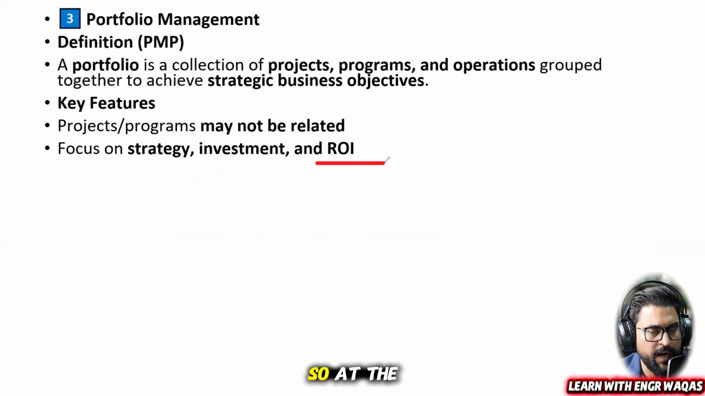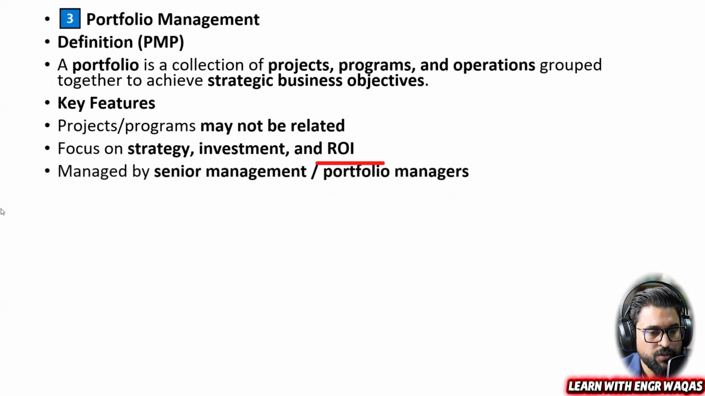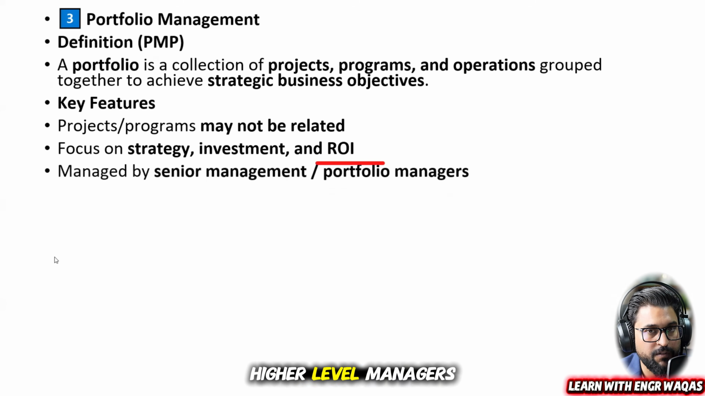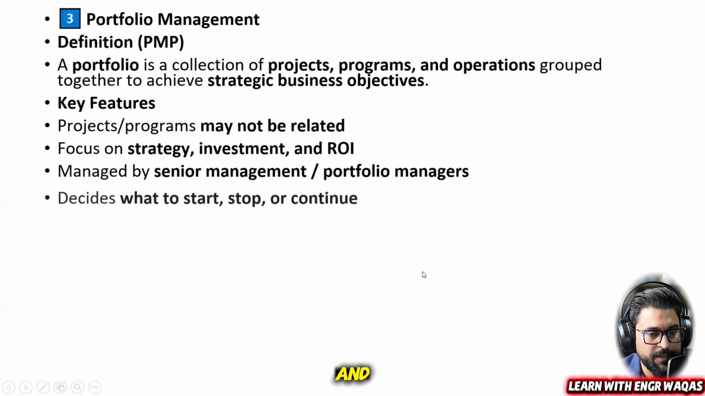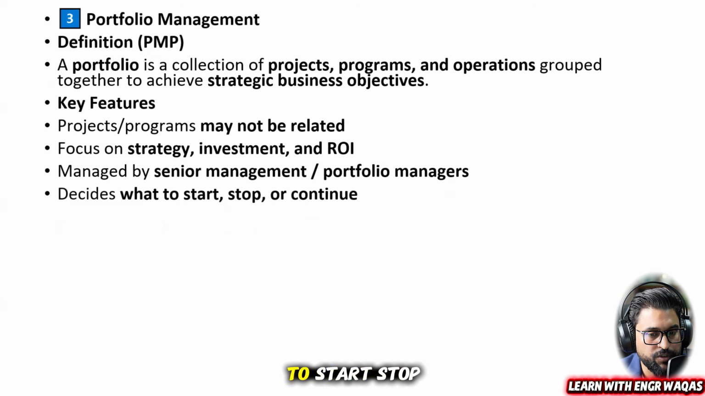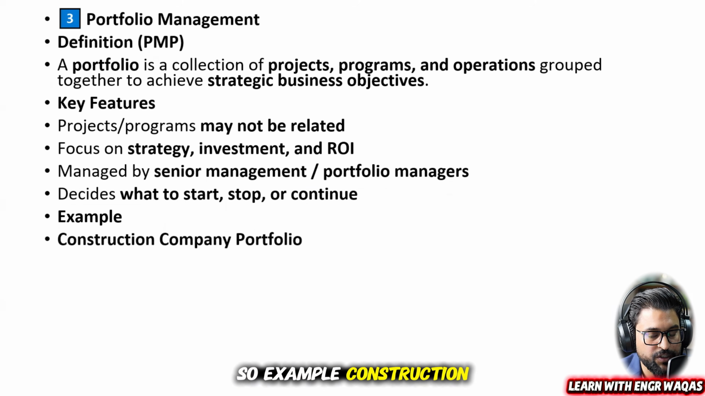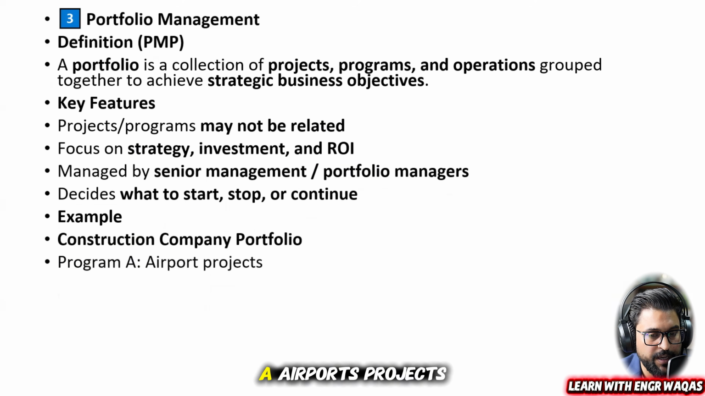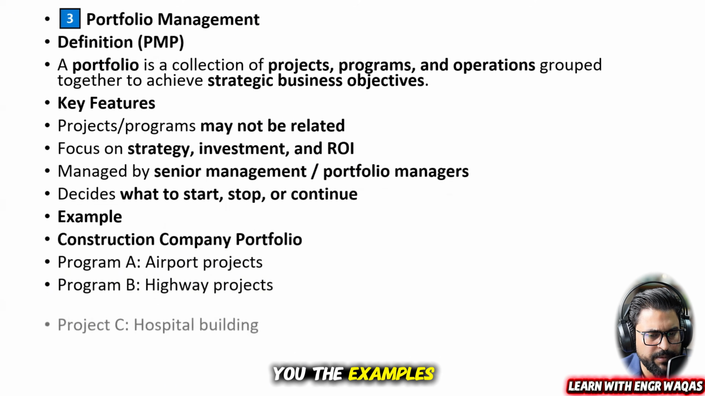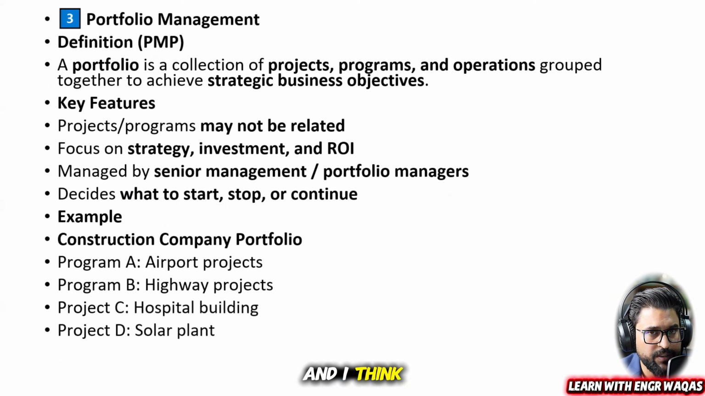So at the end of the day, what matters is return on investment, how much money you are going to produce. These are managed by higher level managers, whom we call CEOs or portfolio managers. They decide what to start, stop, or continue; they are more strategic and influential people, the decision makers. So for example, a construction company portfolio, program A, airport projects. I have given you the examples right now, and I think that was the best one.